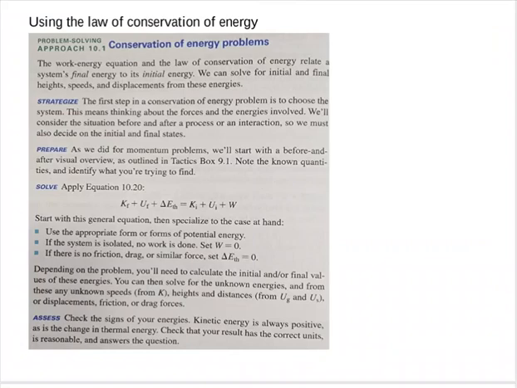So now we're going to use the law of conservation of energy. Here's your problem-solving approach. The work energy equation and the laws of conservation of energy relate the system's final energy to the initial energy, as we saw. So we can solve for initial and final heights, speeds, displacements from these energies. If you look back at what those energies were, like kinetic energy, potential energy, each one of those had different parts to it, and they all relate to these ideas. Initial and final heights, speeds, displacements. We can get all of those.